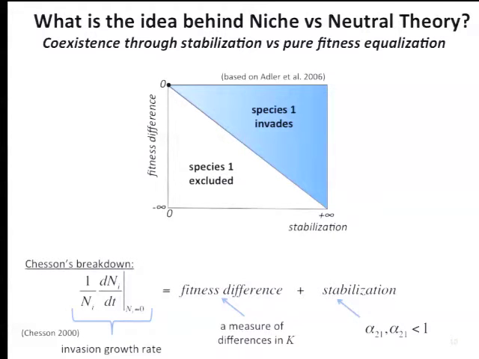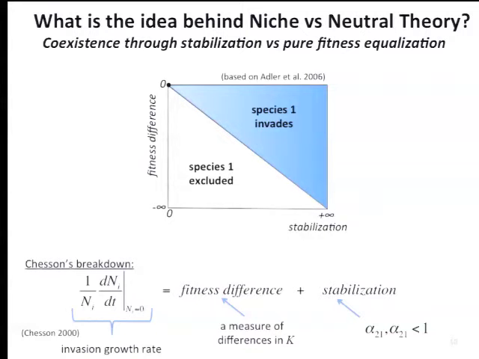And he's shown that you can break down these invasion growth rates into two terms, one describing fitness differences and the other, stabilization, is what he calls it. Fitness differences are meant to reflect the differences in species' intrinsic ability to persist in that environment, whereas stabilization is meant to reflect how different the species are in their resource utilization.